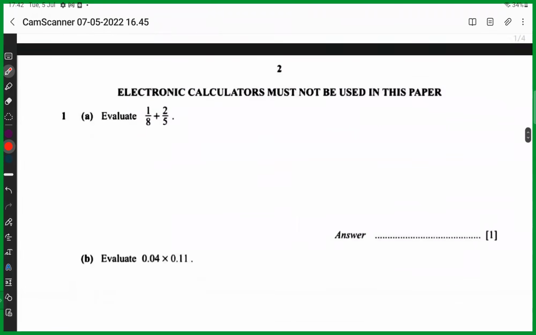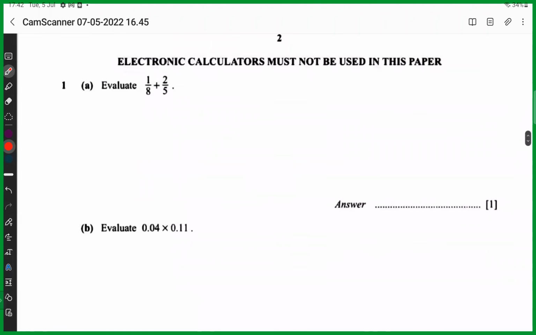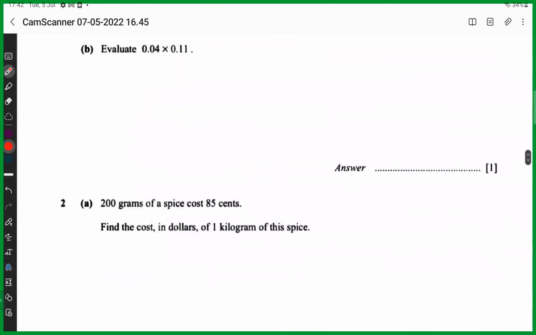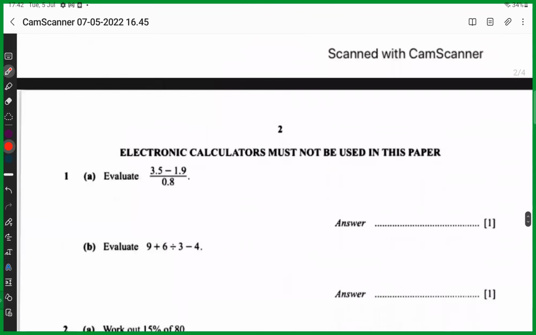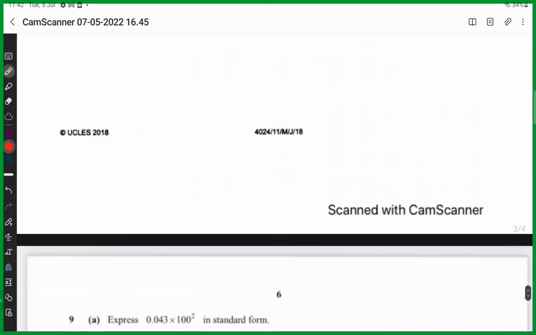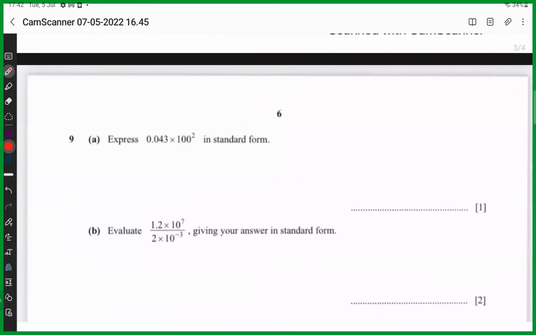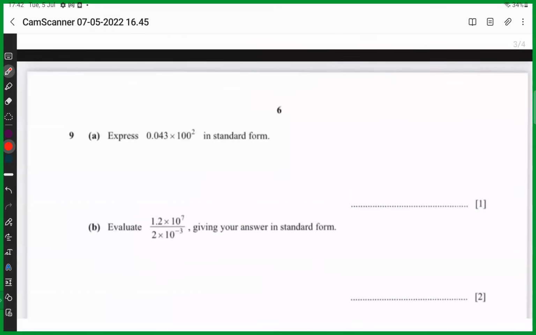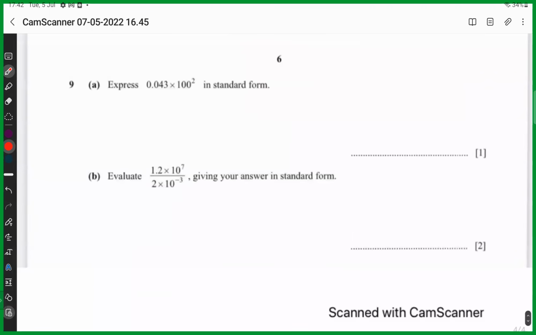Okay, then we have some more questions. Before doing these, let me just do this one. Let's discuss this one because we have just discussed indices. Now this is basically not only from indices. Indices is used in other chapters. So here it is about the standard form. Express this in standard form. Okay, all right.